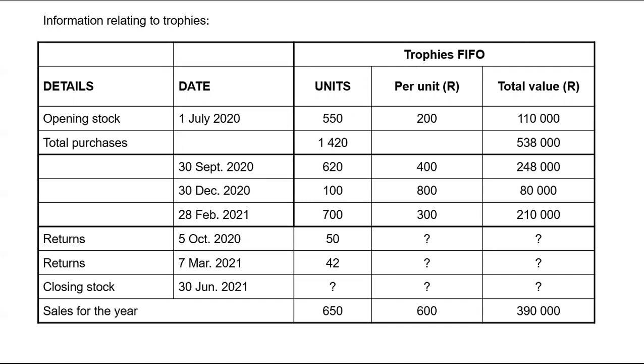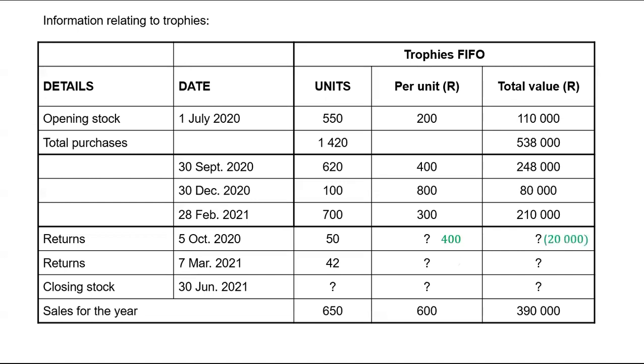Now in October on the 5th, we returned 50 trophies, and if they are returned in October, it means they were purchased in September. And then we returned 42 in March. Those were purchased in February 2021. So in total, we returned 92 trophies. All right. So the cost price of 50 trophies will be 200. The total cost of those 50 trophies will be 20,000.